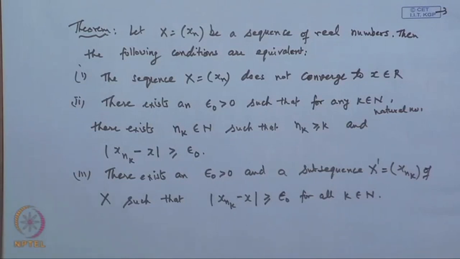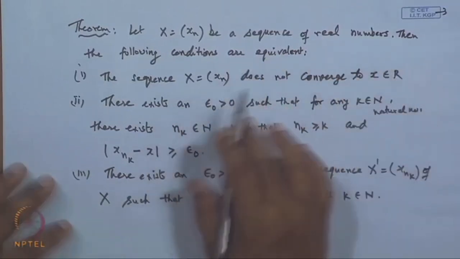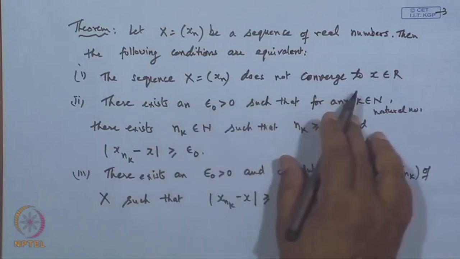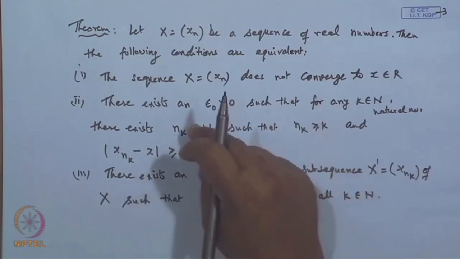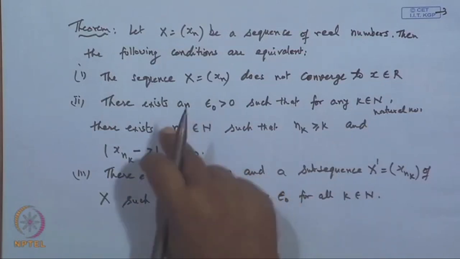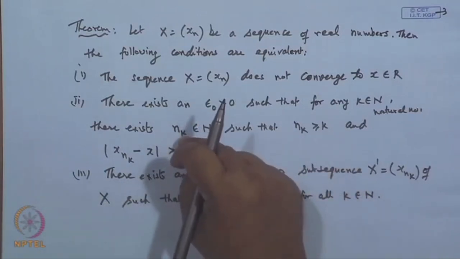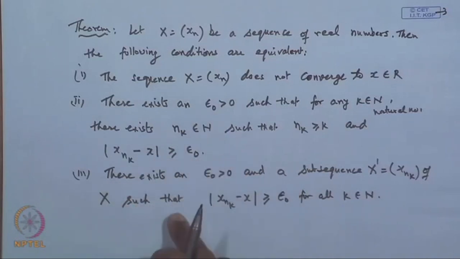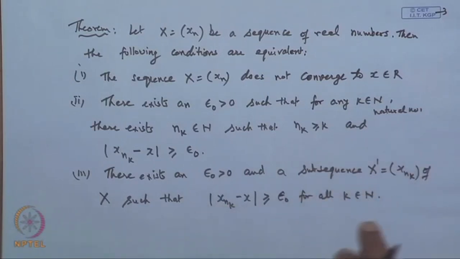Okay. So, what this shows, we will see in the proof: x_n is a sequence of real numbers, then the following conditions are equivalent. The sequence x_n does not converge to x is equivalent to this, equivalent to this. Basically, the difference between the second and third is that the second says that n_k may not follow the increasing order, just that there exists some n_k where this is true. But here there must be a sequence n_1, n_2, n_3 in increasing order, n_1 less than n_2 less than n_3, and corresponding to these positive integers a subsequence x_{n_k} can be obtained so that it satisfies this condition.